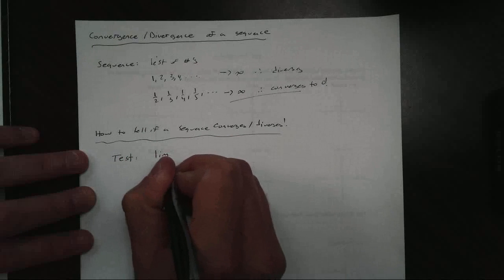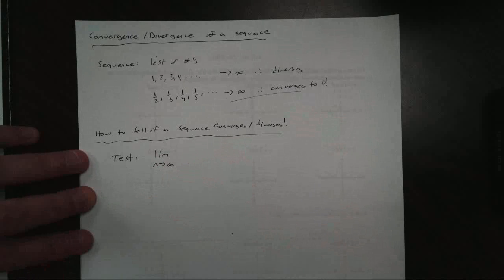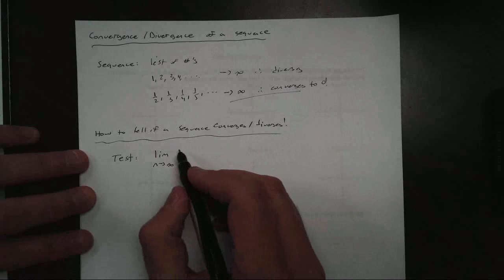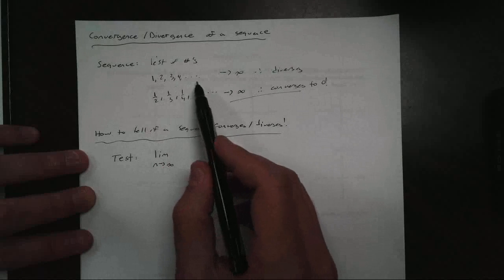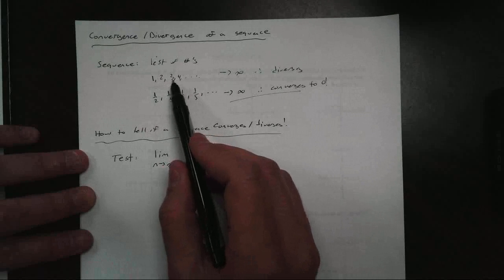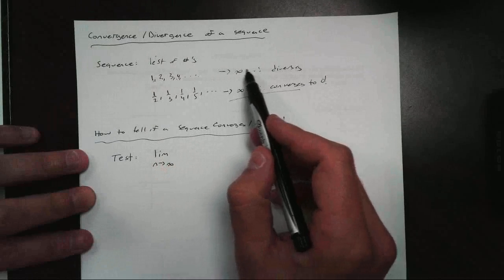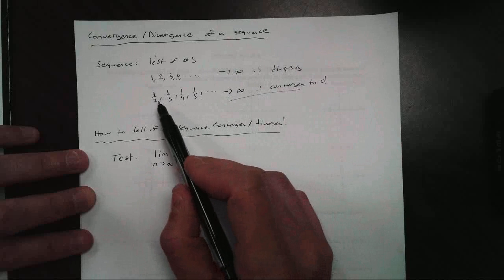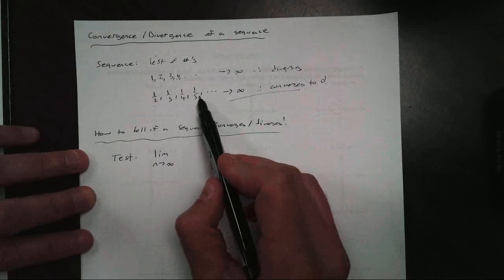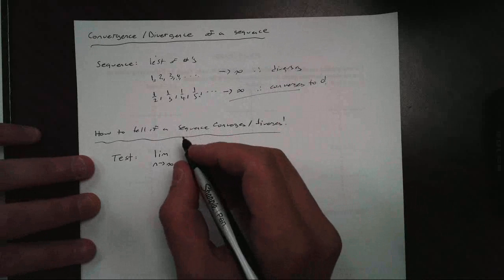We're going to take the limit as we let the number of terms go to infinity. We're going to take the limit as n goes to infinity. We let n get really big. Like here, this is my first term, my second term, third term. As we let that term get bigger and bigger, this one went off to infinity, it diverged. Whereas this one, as we let this bottom term get really big, it went to 0. It converged.